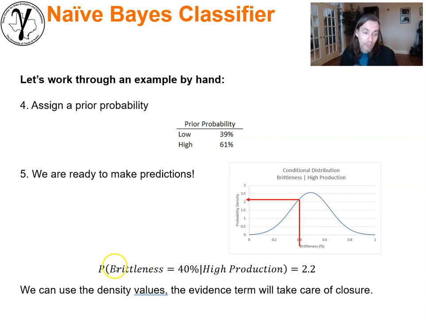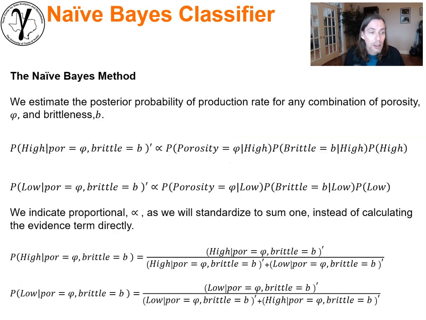In other words, we'll say the probability of brittleness 40% given high production, we'll just put the density value in, and don't worry about it. It'll all work out inside the equation, and we'll be fine, because the closure term is going to take care of the fact that we're working with values that exceed 1, and they're good measures of relative likelihood, so it all works. So let's go ahead and show you how this gets done.